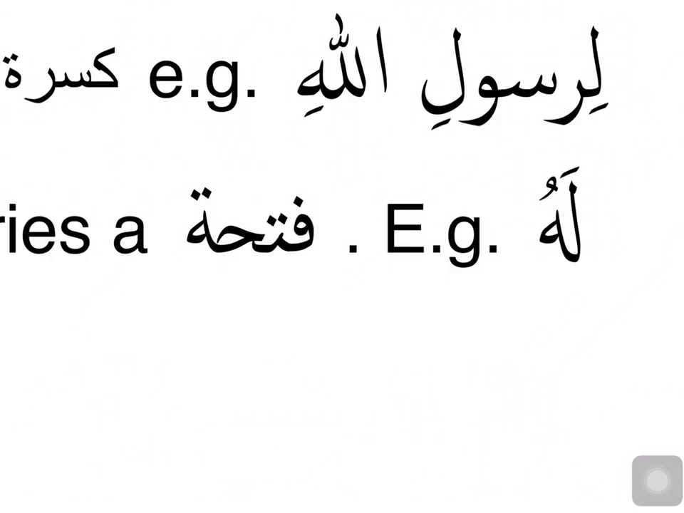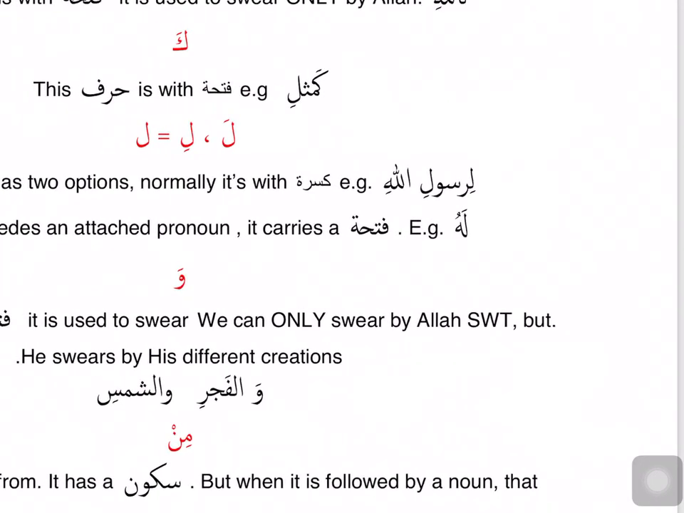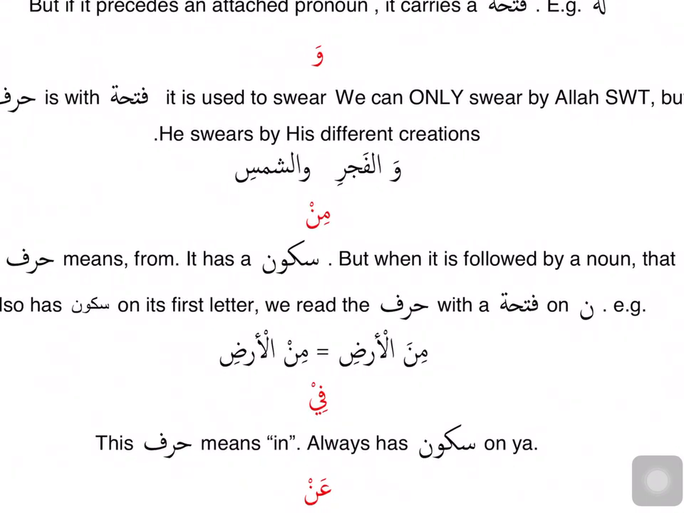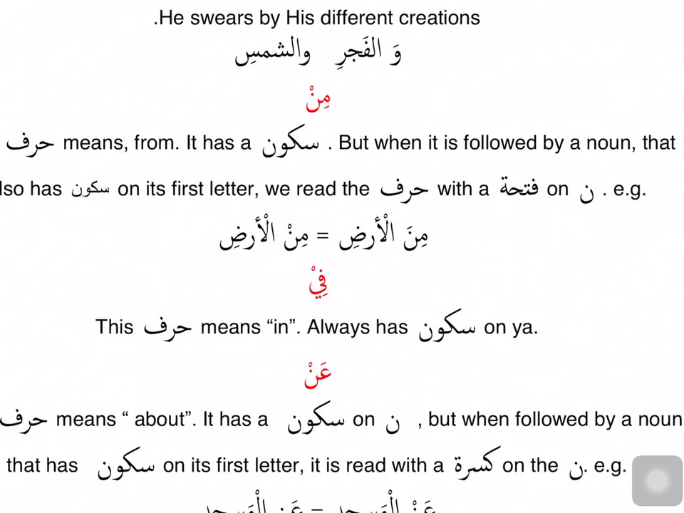And oftentimes the meaning will be easier if you translate the lam with the word have. So lahu, he has. Inshallah, we will remember this. Harf of jar lam can either be with a kasra, or it can be with a fatha. Normally it will be with a kasra, and it will be with a fatha if the attached pronoun is the ism majroor. The next harf of jar is waw. You will always see it with a fatha. Wal fajri, wash shamsi. Allah subhanahu wa ta'ala uses it to swear by his creations.